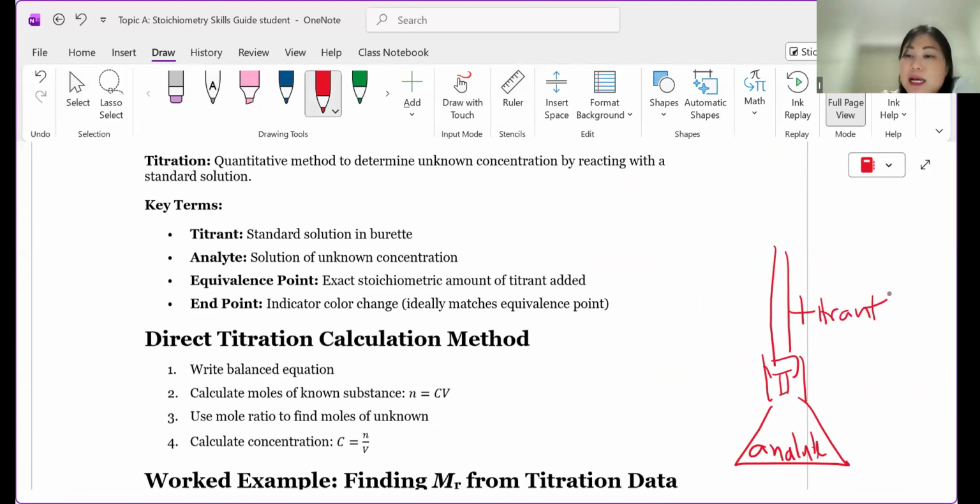Okay, and we have an indicator. An indicator gives us the endpoint of the titration. So the indicator gives us the endpoint. And the equivalence point is when, based on the stoichiometric ratio, the amount added is equal to neutralize it. The equivalence point is when the stoichiometric amount has been added, based on the equation, to neutralize something, or to react something.